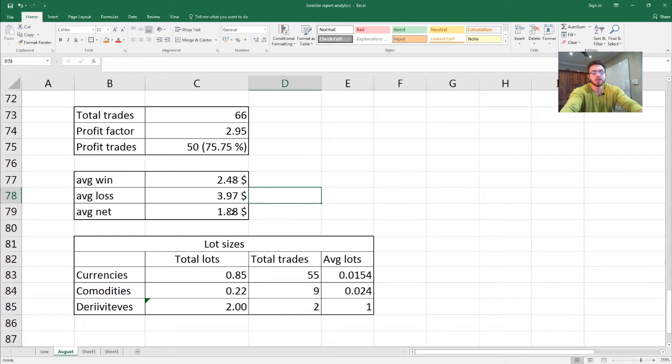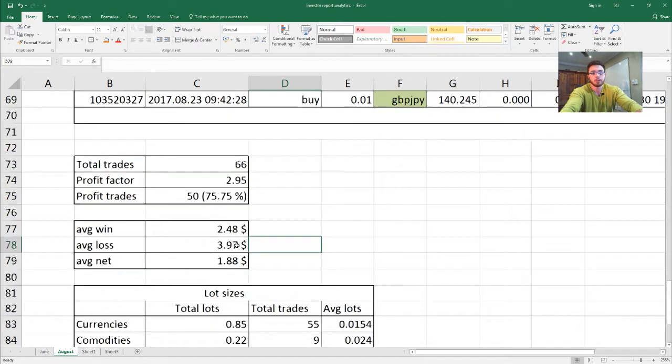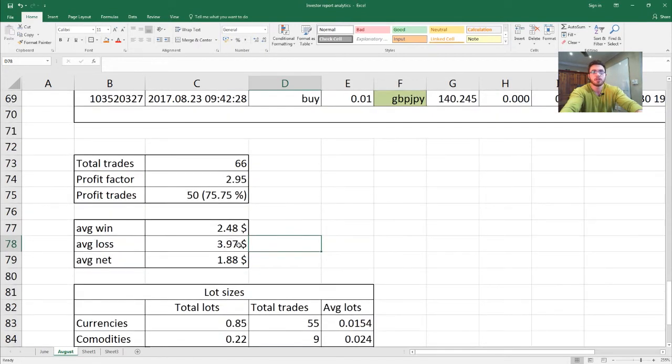And then my average net is working out at $1.88 per trade. So I'm basically averaging a profitable ratio of $1.88 per trade, which I'm very happy with. But that is one of the metrics I want to work on. One of the other metrics I want to work on is to try and keep my profit factor in that region of 2.95. And the third one is to try and keep my win ratio above 75%. I'd like the win ratio to move into the region of 80%.